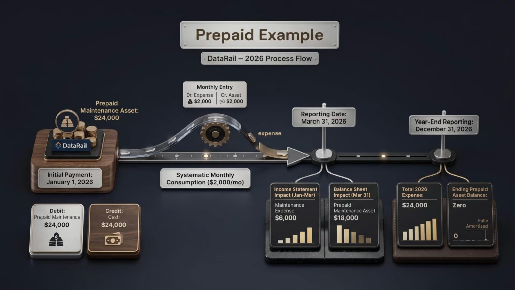Because the service benefit is received evenly, each month DataRail records debit maintenance expense $2,000 and credit prepaid maintenance $2,000. After March 31st, 3 months have passed, so expense is $6,000 and the remaining prepaid asset is $18,000. By December 31st, the prepaid asset becomes zero because all 12 months of benefit have been consumed.